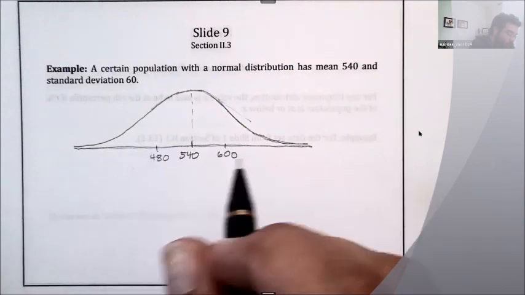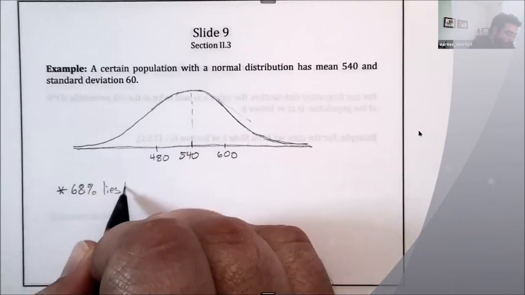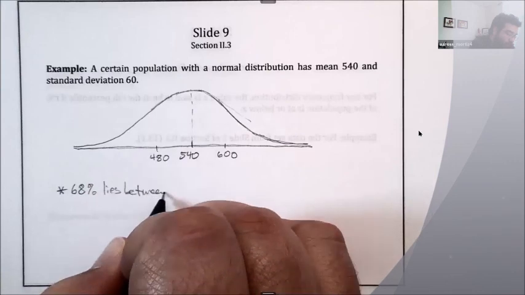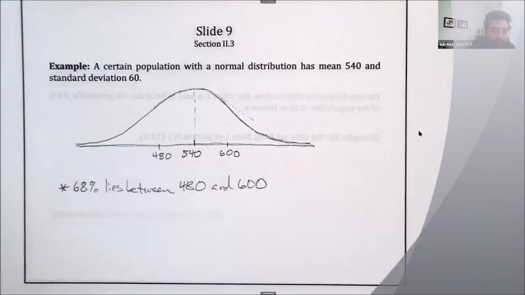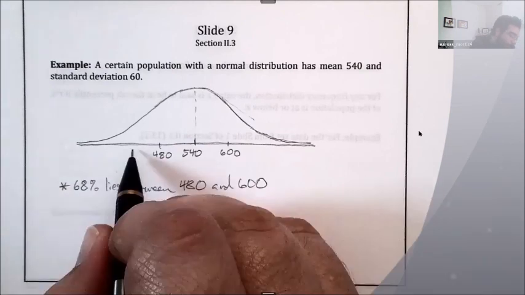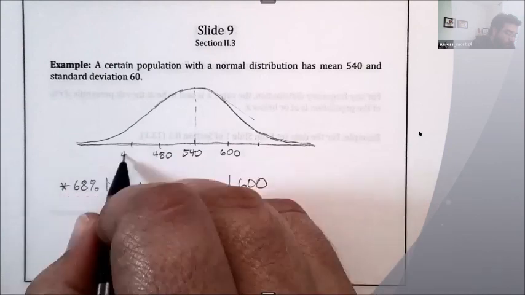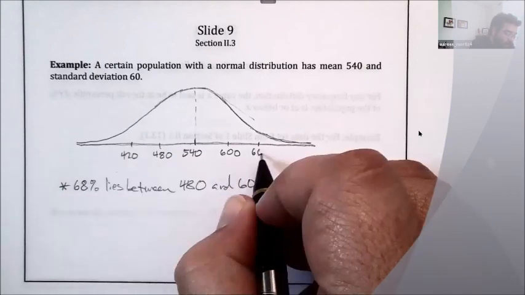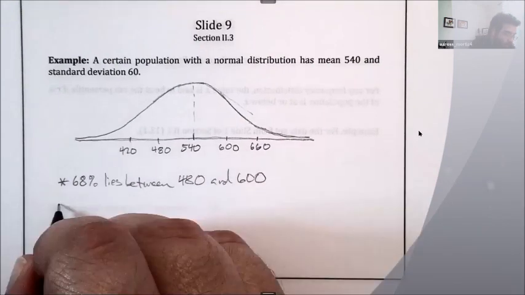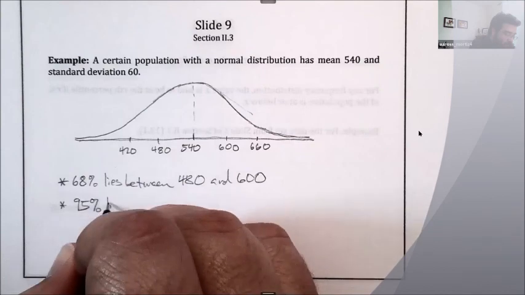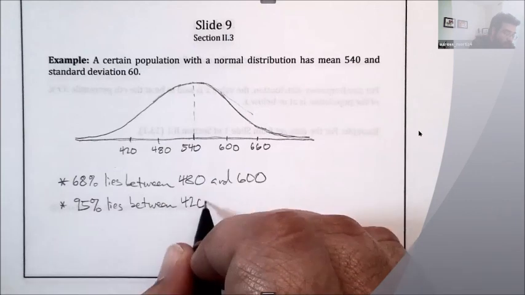So this tells me that 68% lies between 480 and 600. If I take 480 and subtract 60 again, I get 420. Add 60 to 600, I get 660. Therefore, 95% lies between 420 and 660.